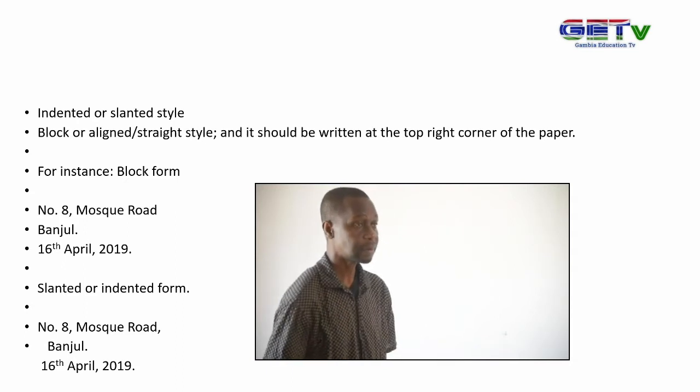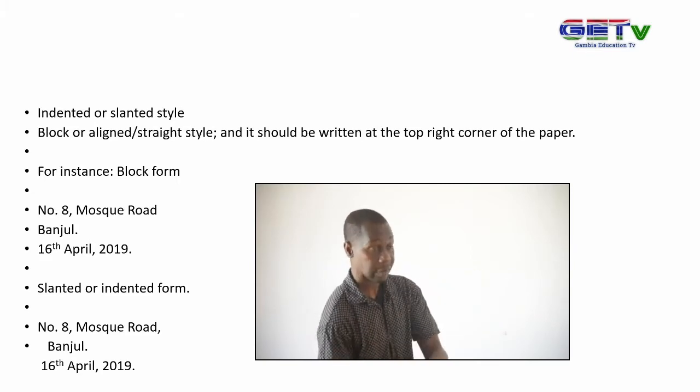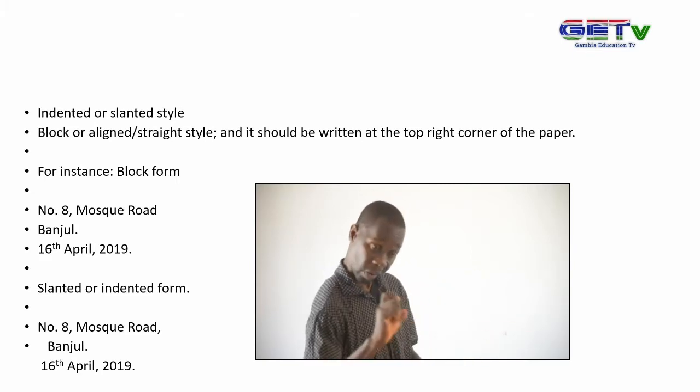We're now going to look at the slanted or the indented form, the same wordings but in another style. Number 8, Mosque Road. This time around, you can see that since it is slanted or indented, Banjul has moved its position. Instead of the B being under the N, the B has moved under the O to show that you are using the slant way. And then the 16th has maintained its position.